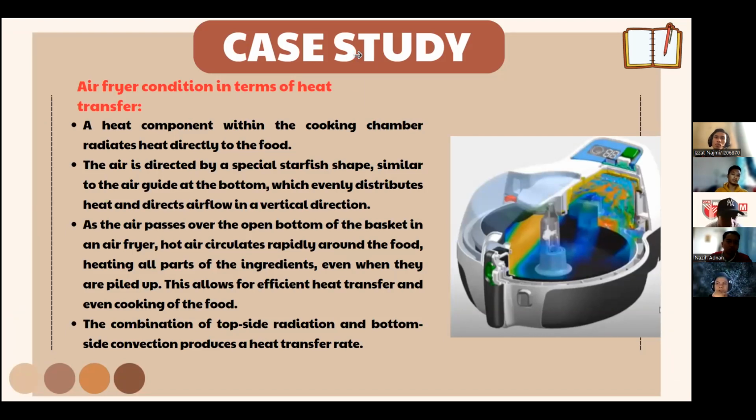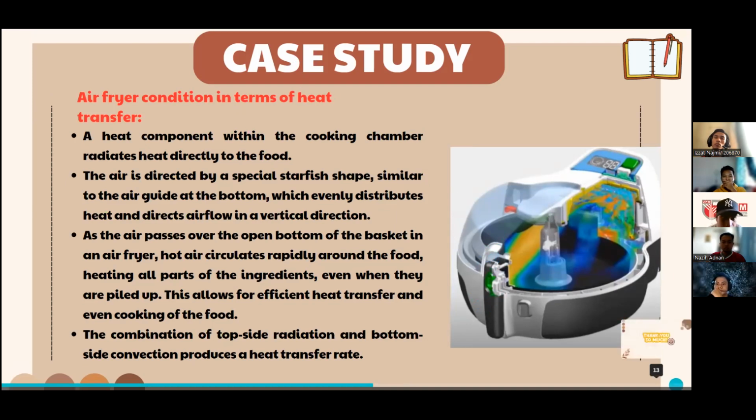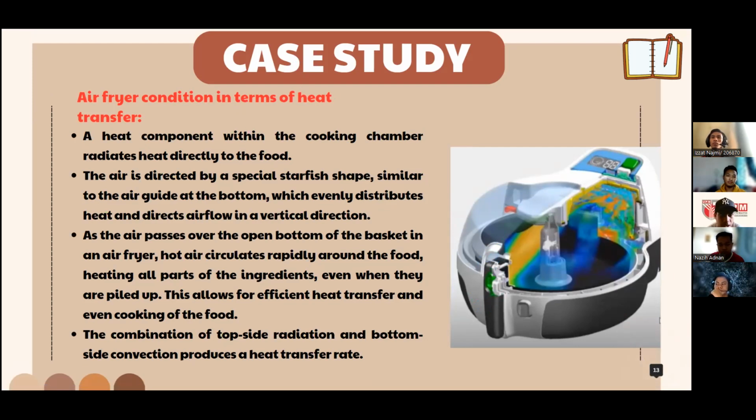Okay, thank you. So for the case study, the air fryer condition in terms of heat transfer. A heat component within the cooking chamber radiates heat directly to the food, and the air is directed by a special starfish shape, similar to an air guide at the bottom, which evenly distributes the heat and directs flow in a vertical direction.